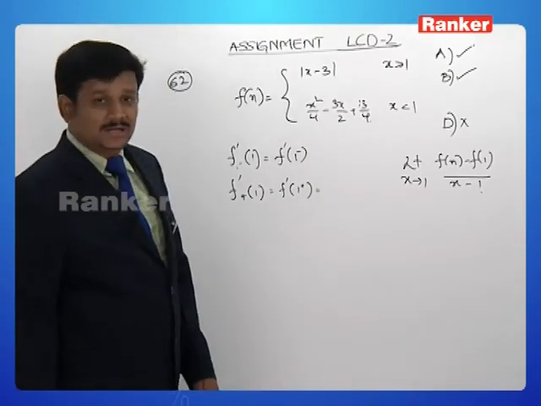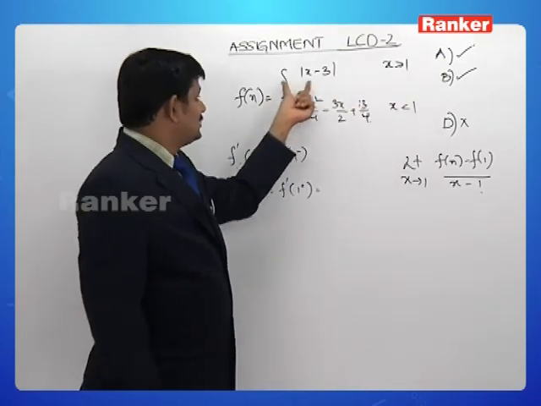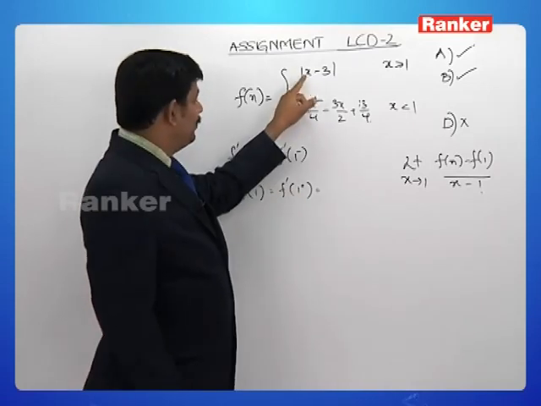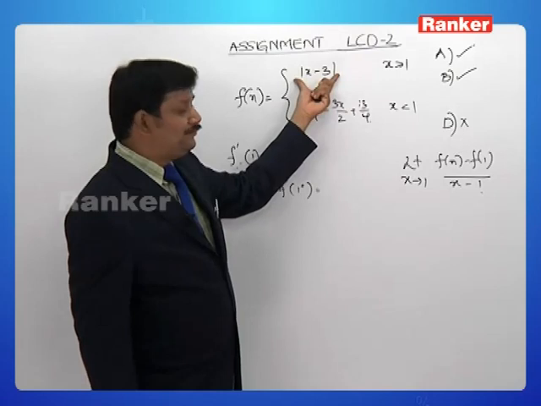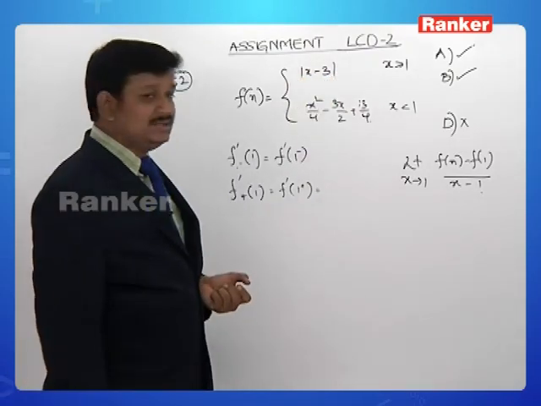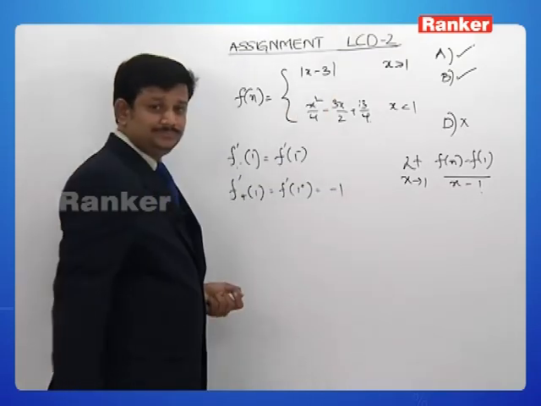Derivative to the right side. Whenever x is greater than 1, f of x is given as mod x minus 3. And in the vicinity of 1, mod 1 minus 3 is negative. So in the vicinity of 1, x minus 3 is negative. Mod x minus 3 would be 3 minus x, and the derivative of 3 minus x is minus 1.